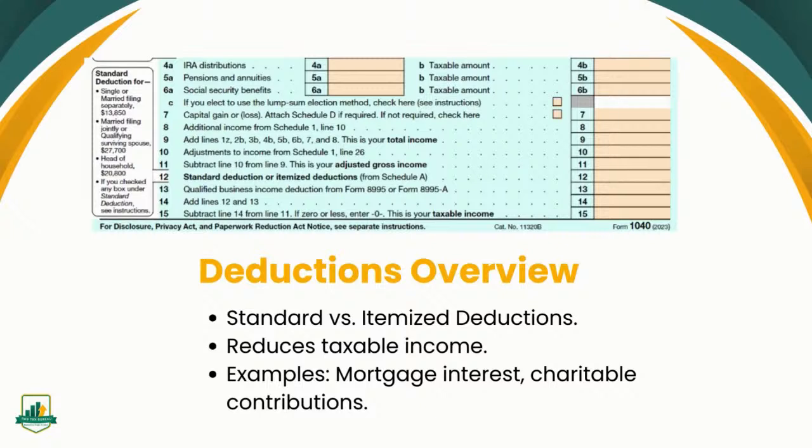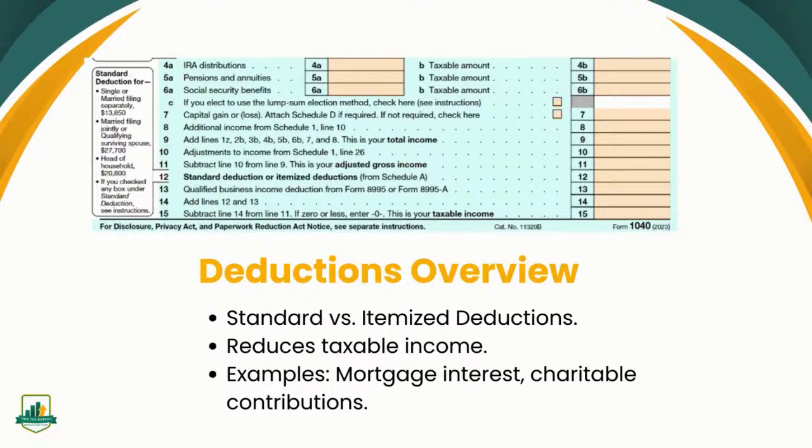All right. So line 14 adds line 12 through 13. This is a simple calculation where you add the amounts from line 12 and 13. This total reflects your combined deductions, including either your standard or itemized deductions, plus any qualified business income deduction that you're eligible for.